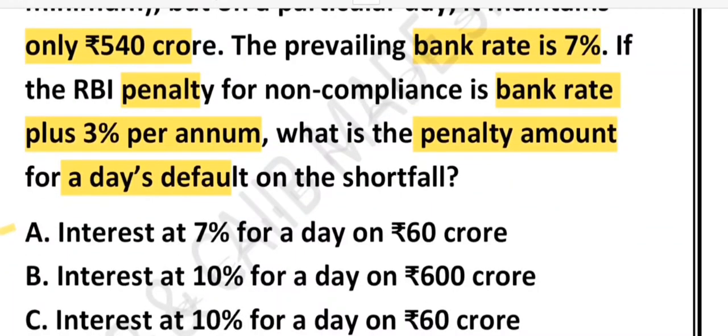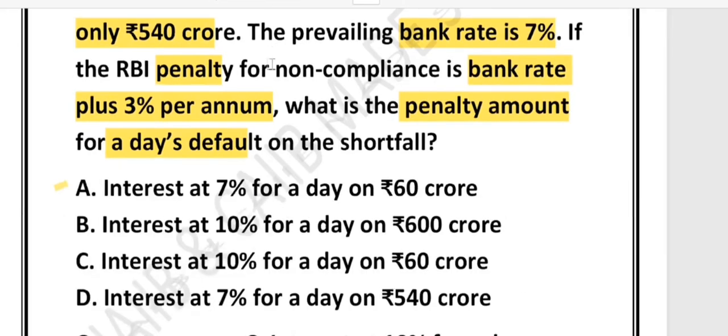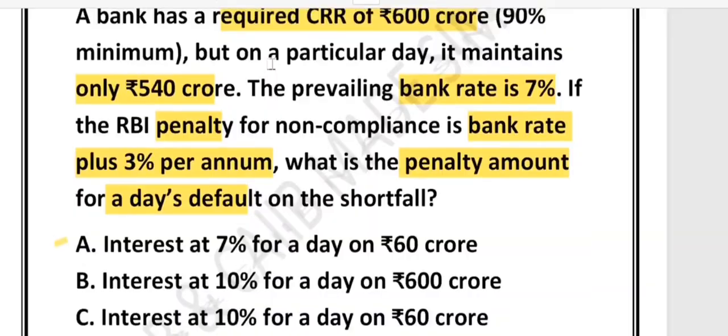Option A says interest at 7% for a day on 60 crore. Option B says interest at 10% for a day on 600 crore. Option C says interest at 10% for a day on 60 crore. And option D says interest at 7% for a day on 550 crore. So let me show you the entire question in a single slide. So this is the question.